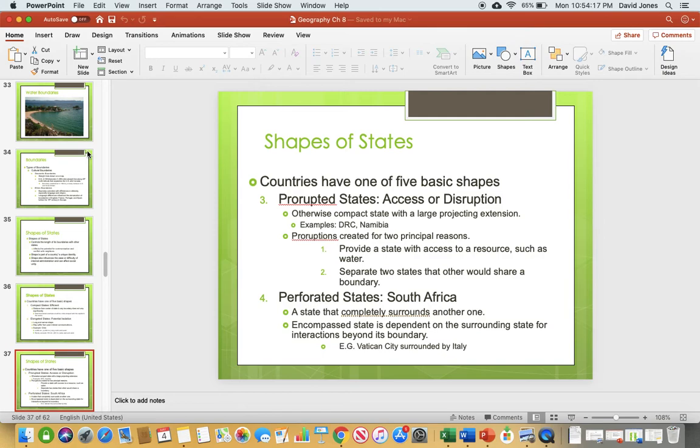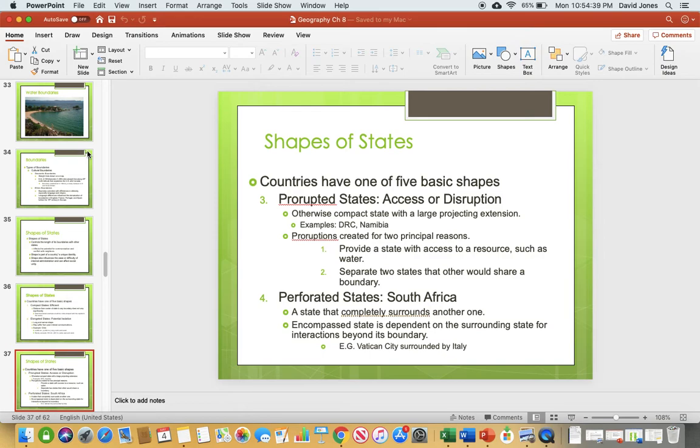Now remember, the perforated state is the one that does the surrounding. The thing that is surrounded is what's known as an enclave. So an enclave is any sort of country that's completely surrounded by another country. So San Marino or Lesotho or Vatican City would be enclaves. The perforated state would be the one that does the surrounding.